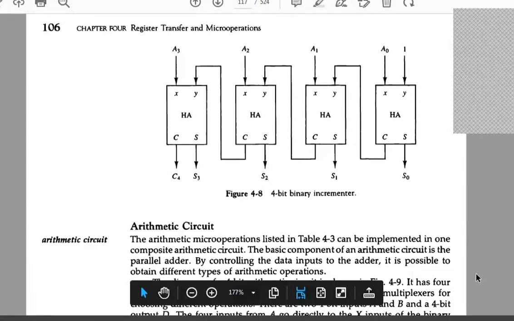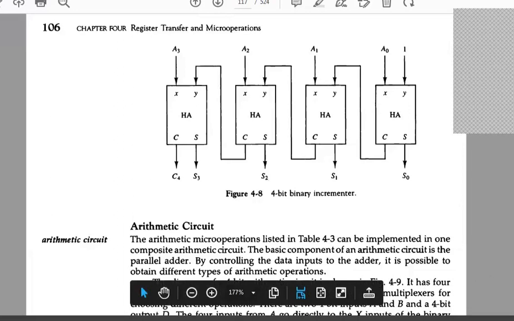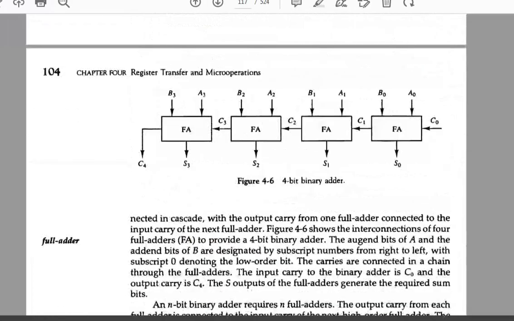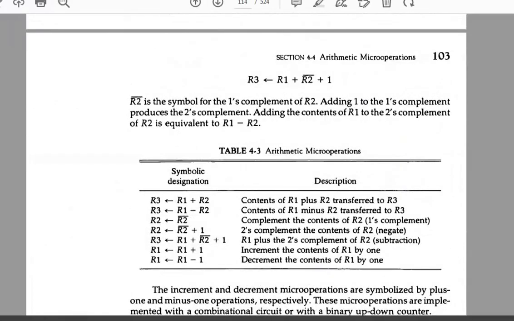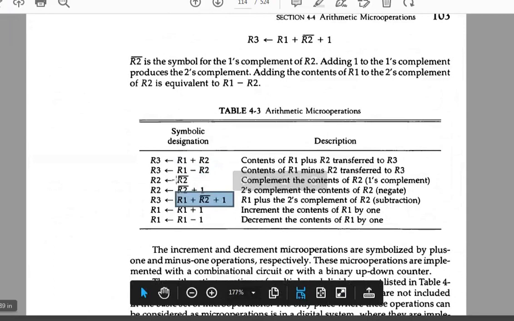Now you all know the adder. We learned how to design an adder, and how to design a subtractor. Let us now discuss first of all the micro operations mentioned in this table, and then for that table we'll be designing a composite circuit. Quickly, the first one is R1 plus R2, my simple addition operation. Second, R1 minus R2, subtraction operation. Subtraction can be carried out using 2's complement, which is mentioned over here. R2 dash is nothing but 1's complement. R2 dash plus 1 is 2's complement. R1 plus 1 is incrementer, and R1 minus 1 is decrementer.